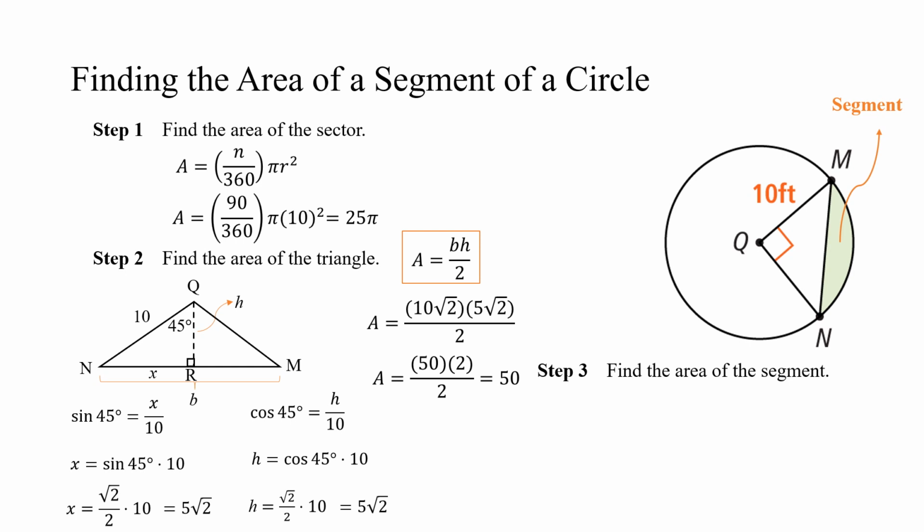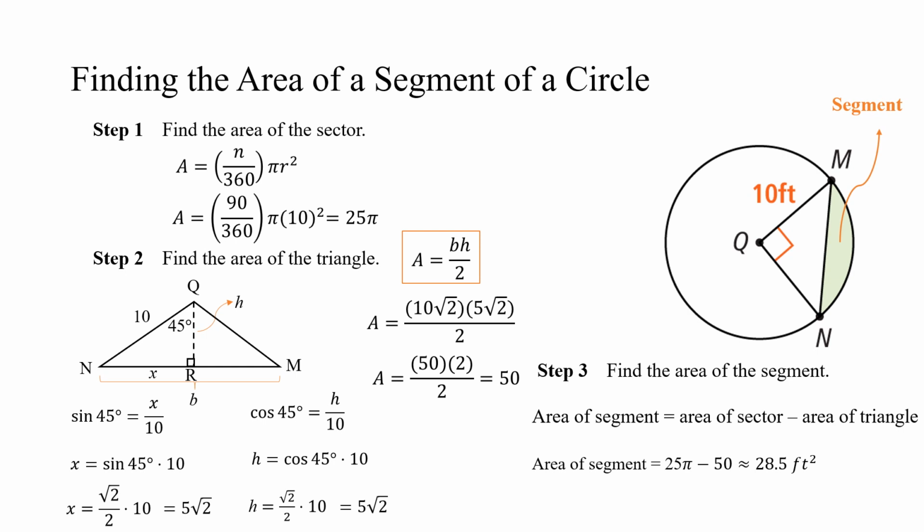Lastly, just to find the area of the segment, I take the area of the sector, which was 25 pi, and I subtract 50 from it. Area of a segment is equal to area of a sector minus area of a triangle. 25 pi minus 50, and then that's going to be approximately 28.5 feet squared.